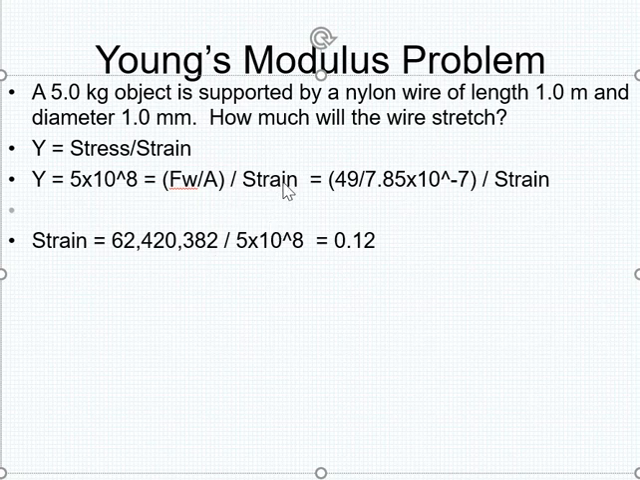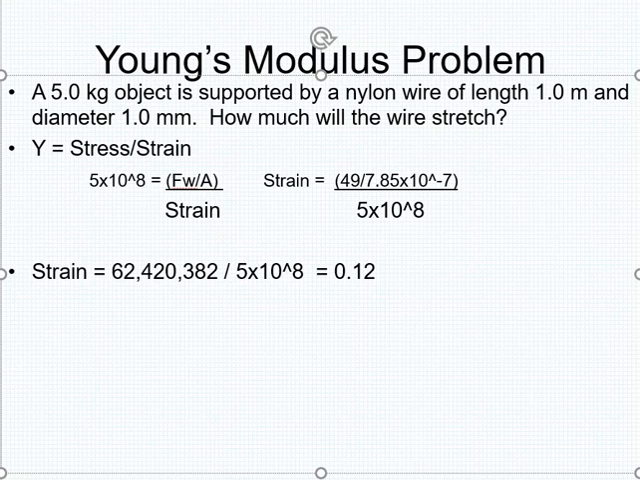So what I've done here is, they've told us that Young's modulus, 5 times 10 to the 8th, is equal to 49 divided by 7.85 times 10 to the negative 7th, which I changed to 62,420,382. Then using some simple math, you can take what the answer is equal to and exchange it with the denominator. So the strain comes out front and the answer goes underneath it. So I now have that the strain is equal to the 62 million divided by 5 times 10 to the 8th, which equals 0.12.